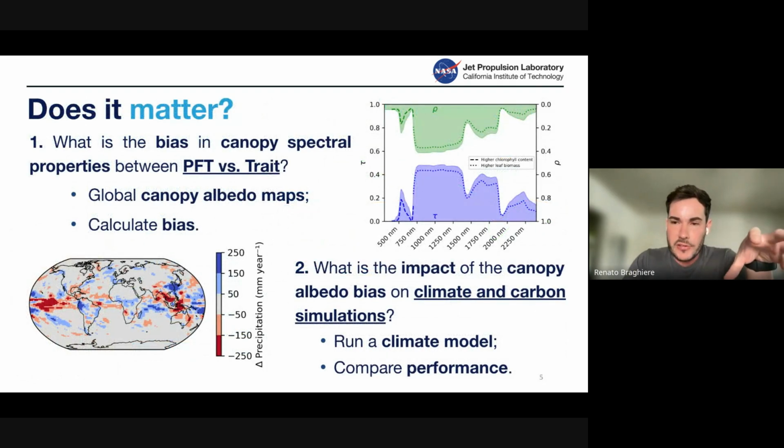So in this exercise that I'm going to show here, I asked the question if that matters. And to do so, I'm going to ask, what is the canopy spectral property between PFT and a trait-based approach? And then what is the impact of that on climate and carbon simulations?